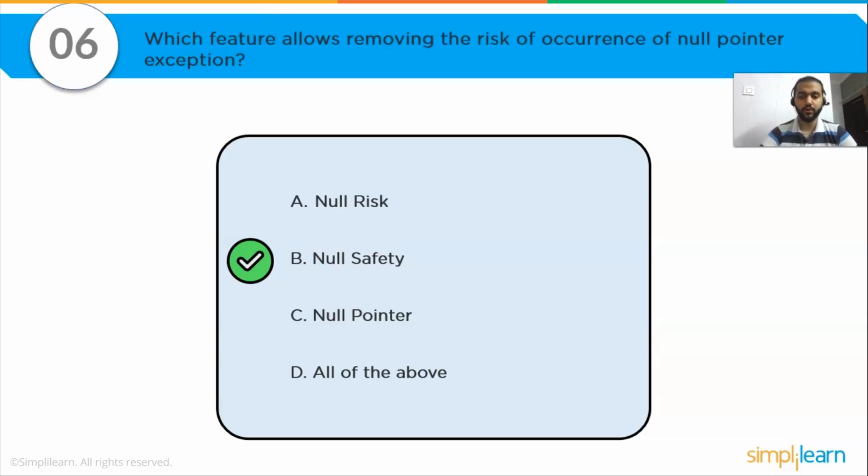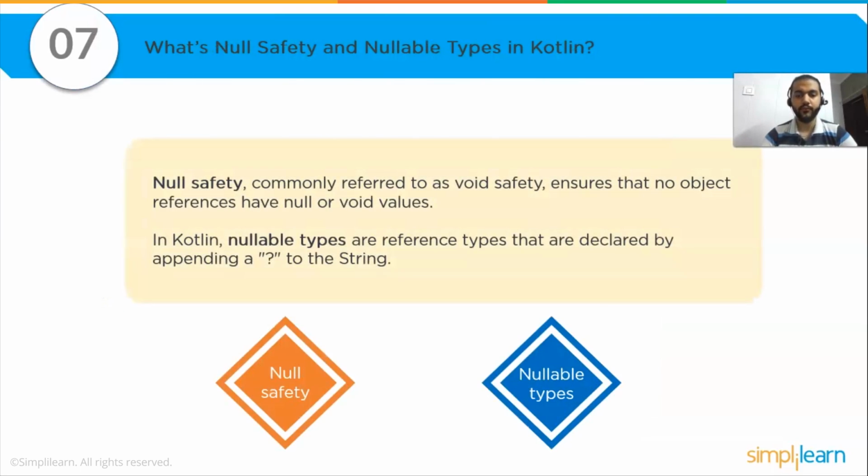Now moving on to the seventh question, which is: what is null safety and nullable types in Kotlin? Null safety, commonly referred to as void safety, ensures that no object references have null or void values, whereas in Kotlin, nullable types are reference types that are declared by appending a question mark to the type. This question mark is what we add at the end of the data type to make it nullable.